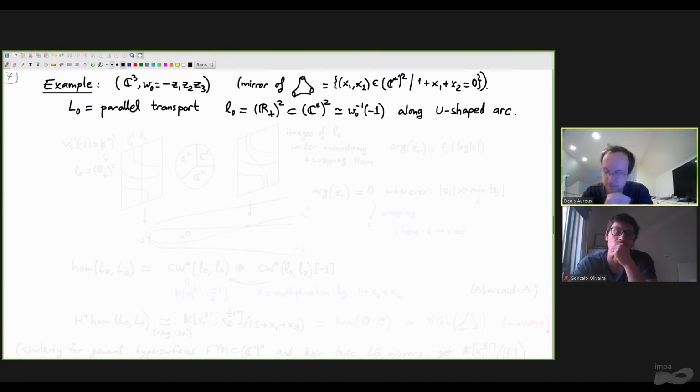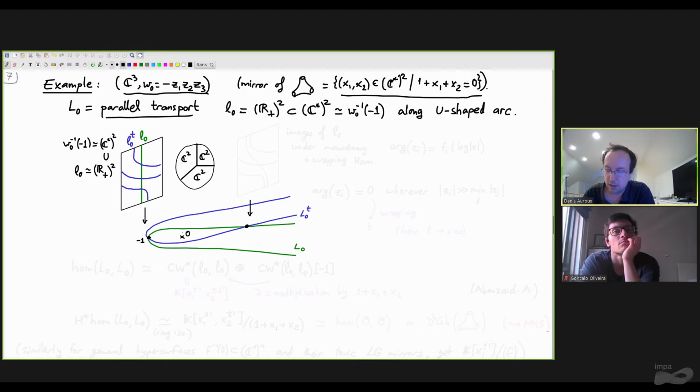So here's an example, because this is all very abstract. So let's look at C cubed with the product of the coordinates. So this is again a mirror to a pair of pants, specifically a pair of pants viewed as a hypersurface in C star squared. This will be relevant pretty soon. So what's the geometry? I want to look at one particular Lagrangian. My favorite admissible Lagrangian is obtained by parallel transporting along a U-shaped arc a Lagrangian inside the smooth fiber. So L0 lives over a U-shaped arc that goes around the origin. And what it looks like fiber-wise, well, the main fiber, so the smooth fibers of this map are just C star squared. And so inside C star squared, I want to take the real positive locus.